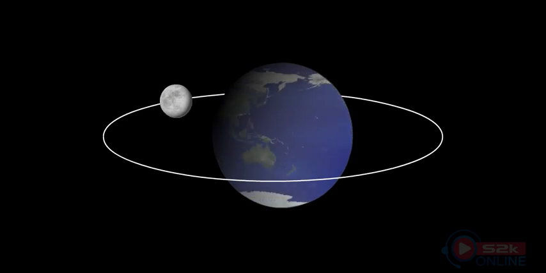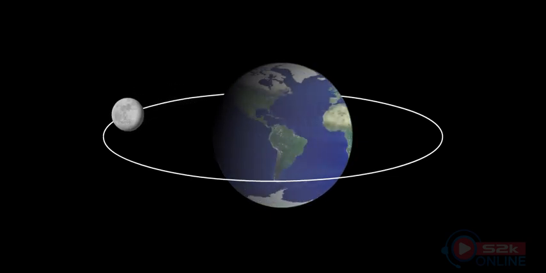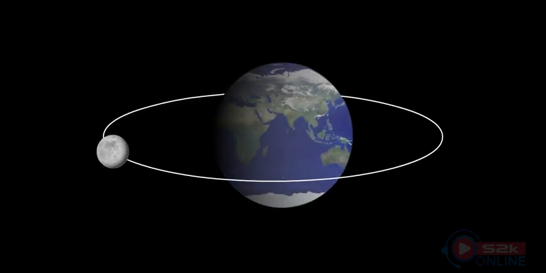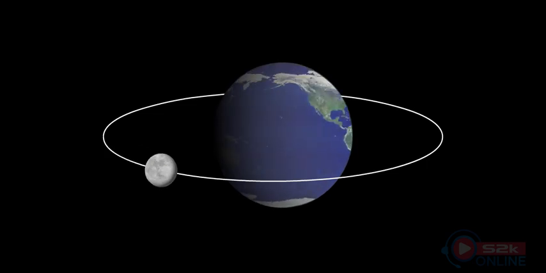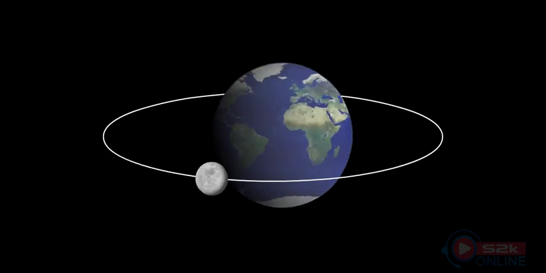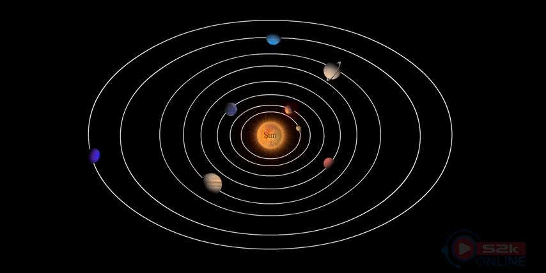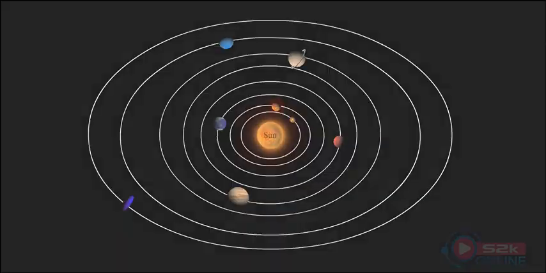He explained the force of attraction between the Earth and the Moon with a law. This law is known as the Universal Law of Gravitation. Let us discuss Newton's Universal Law of Gravitation in detail.